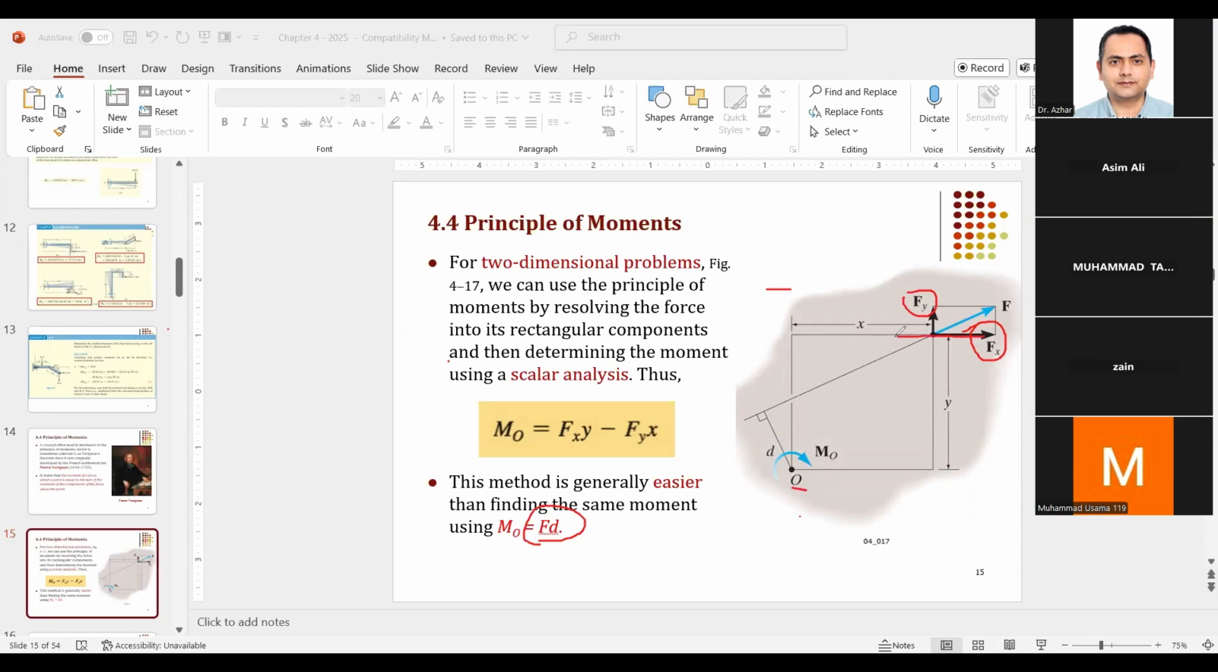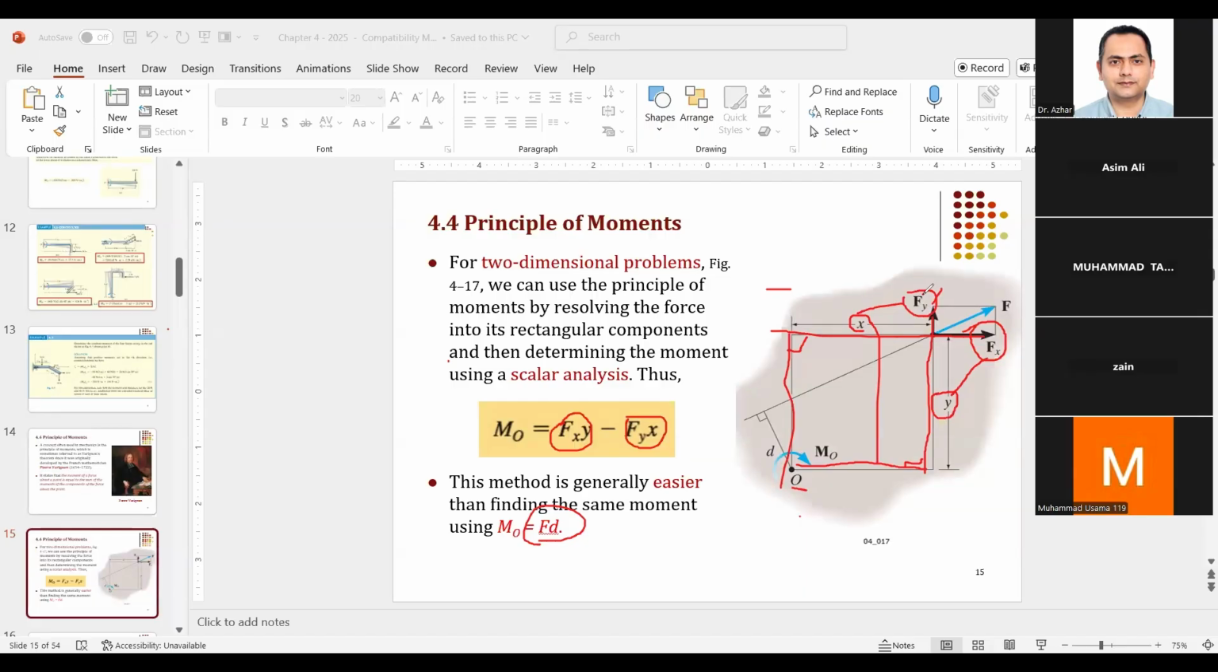Look, because of Fx, extend the line of action and get this perpendicular distance. This perpendicular distance is equal to what? It's equal to y. So the moment is simply Fx into y. You see, Fx into y. Then due to Fy, extend the line of action of the force, and you see, this is the perpendicular distance. This perpendicular distance is actually given here, x. So simply multiply Fy with the x, Fy into x.